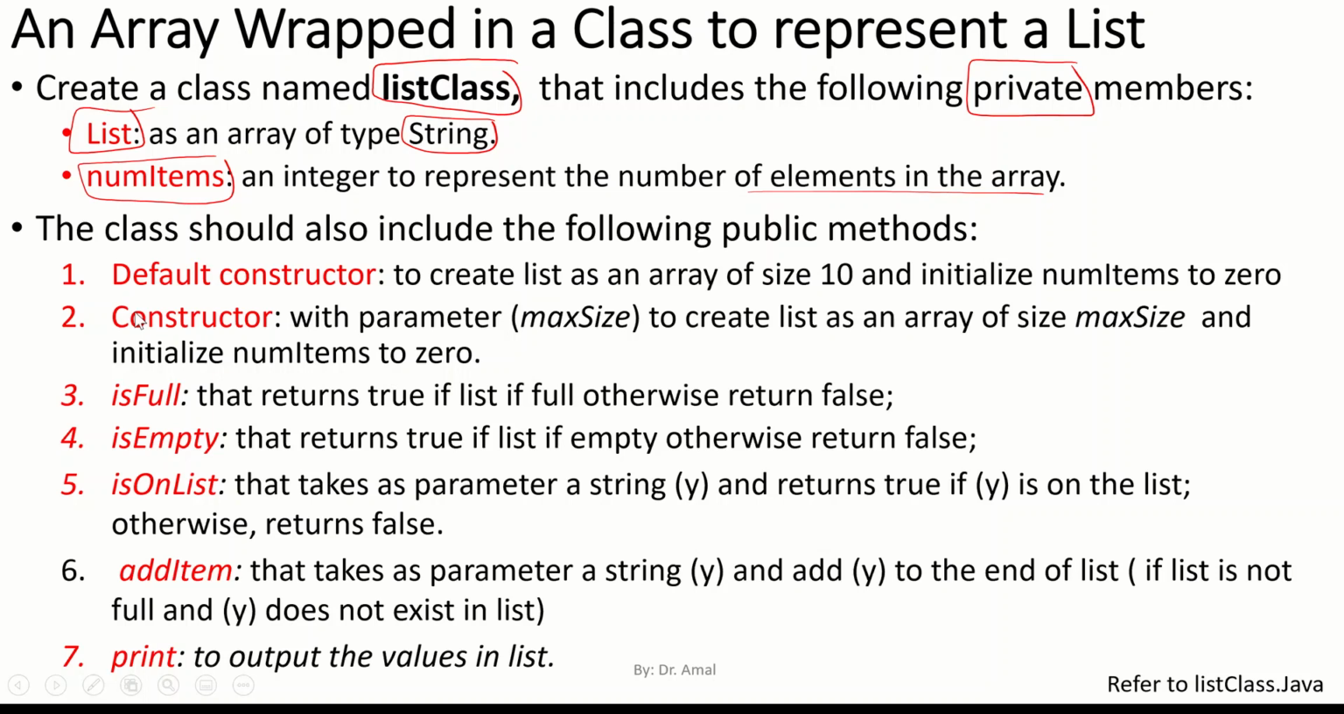So we have done so far the default constructor, is full and is empty. Now we have a method that says is on list that takes as parameter string y and returns true if y is on the list, otherwise it should return false. So we will write this one.